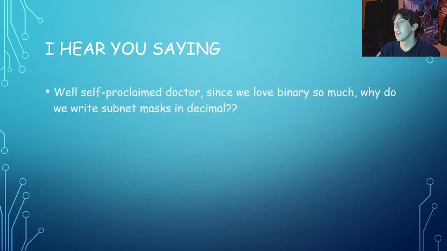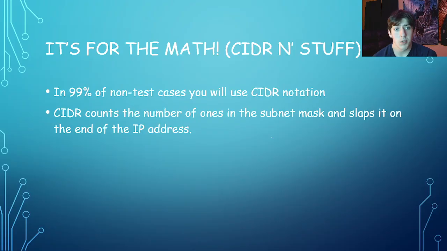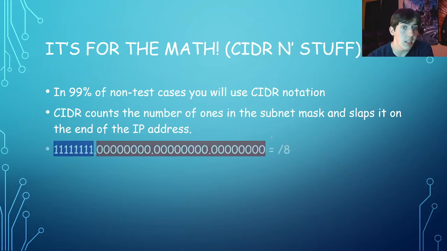Let's keep going. Self-proclaimed doctor. Since we love binary so much, why do we even write our subnet masks in decimal? Well, that's because I hate you. And also because the math. For 99% of non-test cases, you're going to be using CIDR notation, and CIDR just counts the number of ones in the subnet mask, in binary, and slaps it at the end of the IP address. So that's even easier to read.